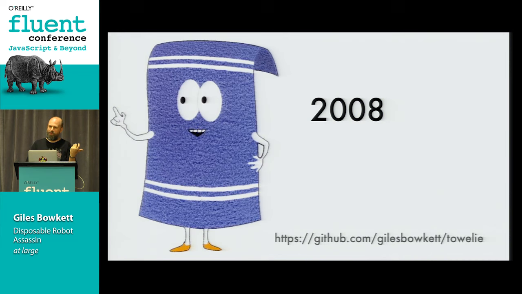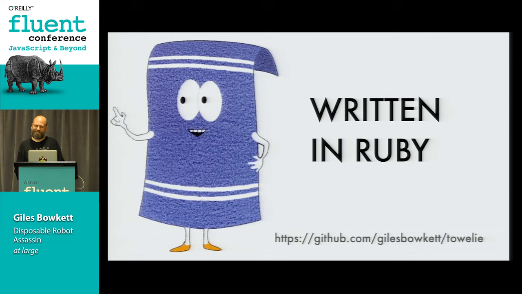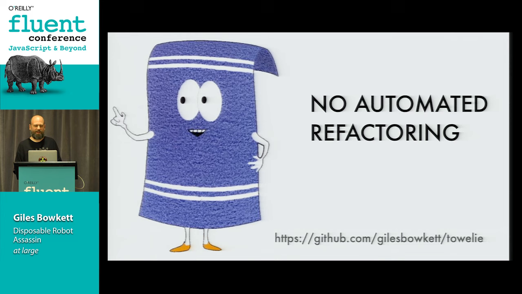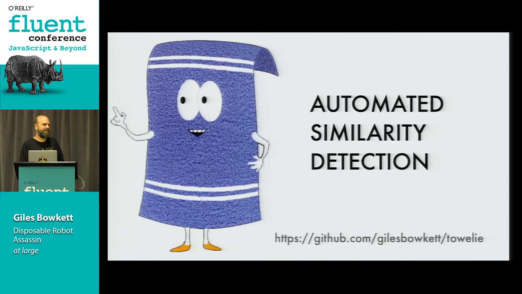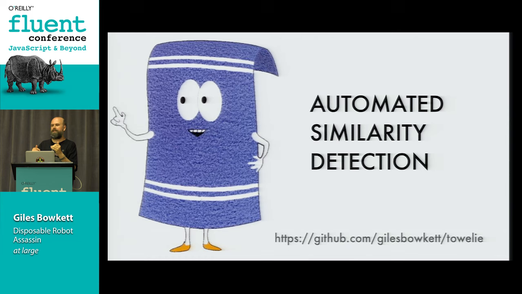My first code robot project was called Towly, because it liked to make things dry. It is of somewhat limited usefulness to us here because it's a Ruby project written in Ruby which targets Ruby. It did not have automated refactoring, but it did have automated similarity detection. I could throw a directory at it and ask how many of the methods in this folder are duplicated, as in the same method is found in multiple files.